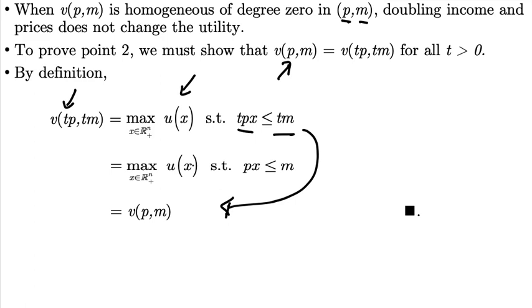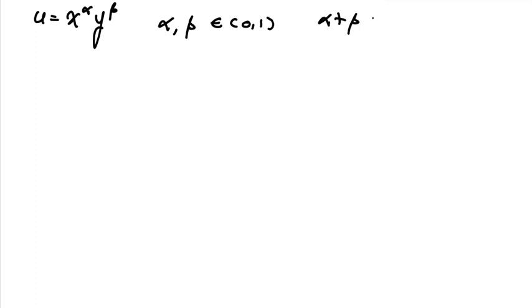Let's use the Cobb-Douglas function that you have seen as an example in the first video. If I were to rewrite it again here, the previous Cobb-Douglas function looks like this. So the direct utility function is x to the power of alpha times y to the power of beta, such that alpha and beta are between 0 and 1 inclusively, and alpha plus beta must be equal to 1.